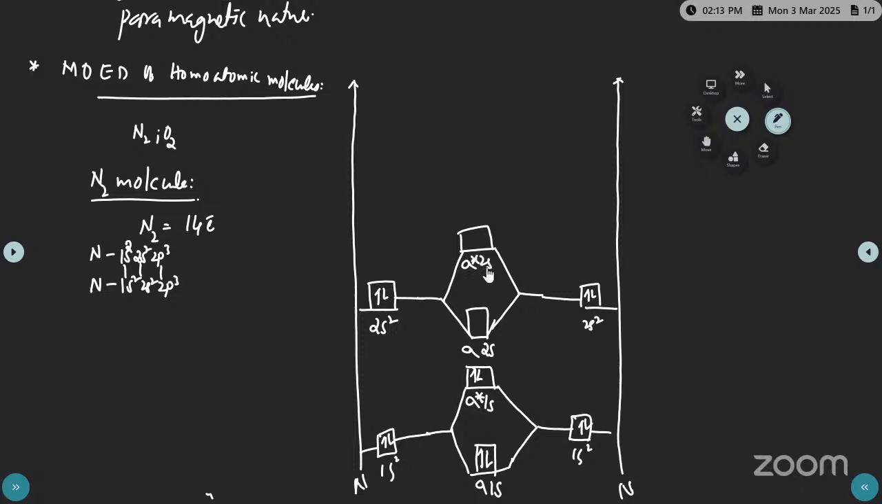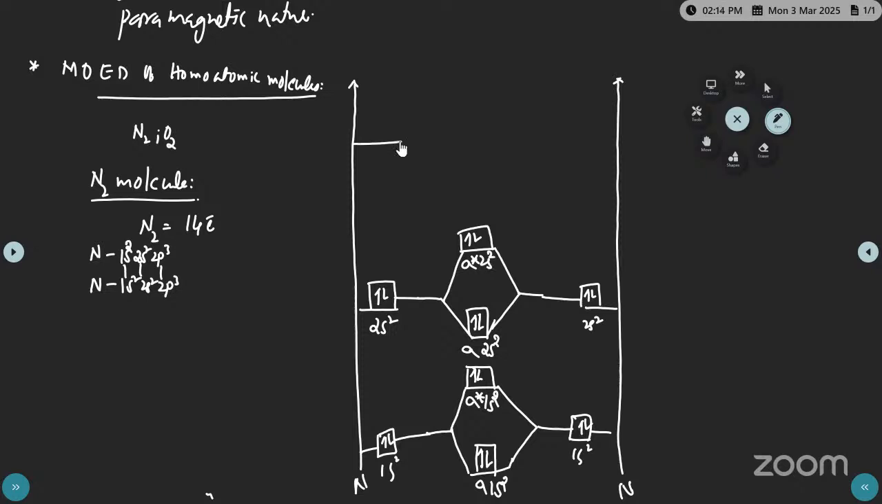Okay, total how many electrons? 4 electrons. The 2 electrons are filled first at lower energetic molecular orbital and followed by the higher energetic molecular orbital. Sigma 1s2, sigma star 2s2, and next P3 and 2p3.